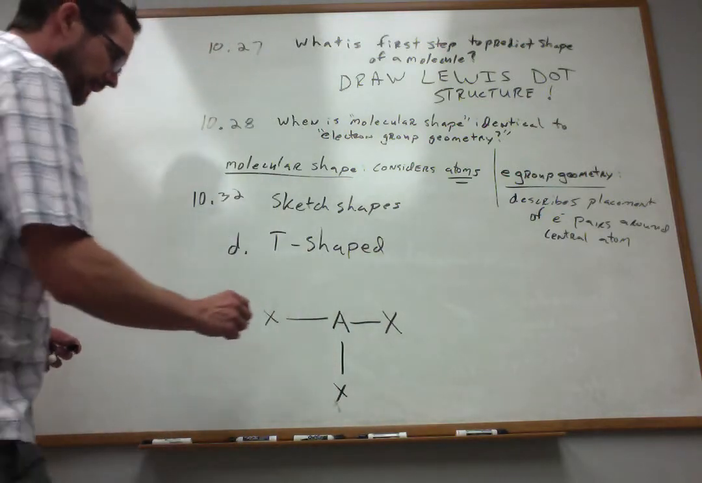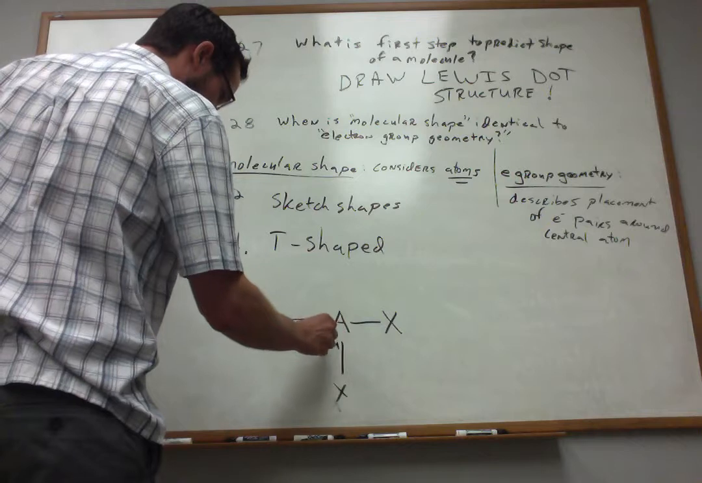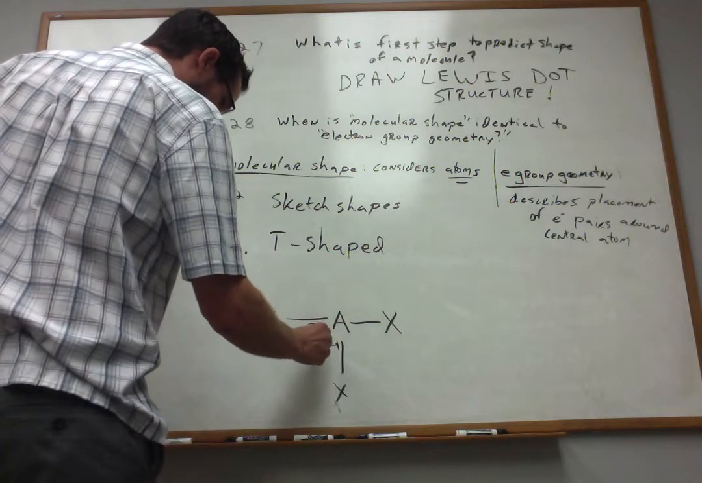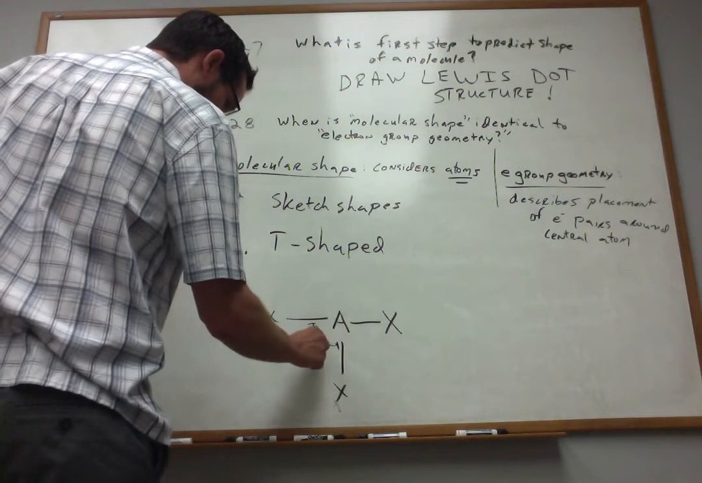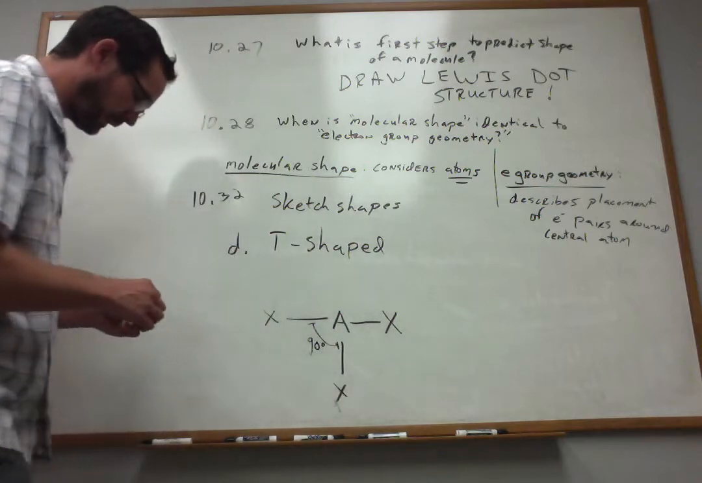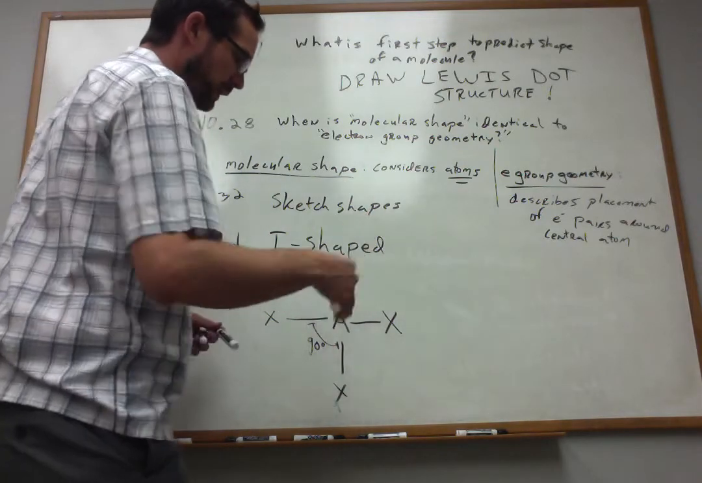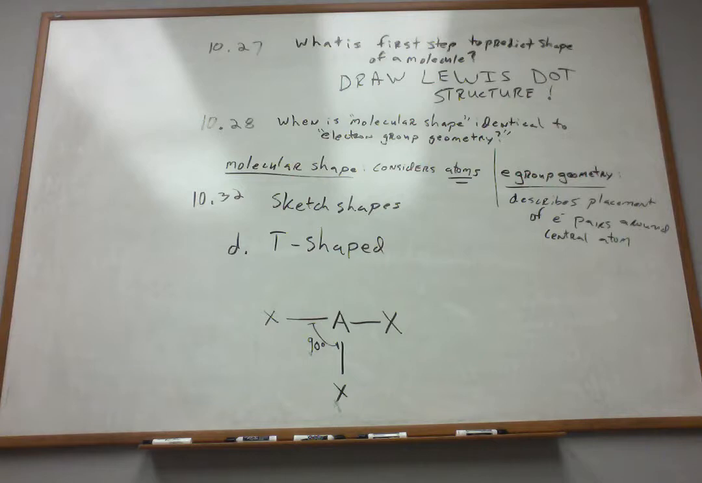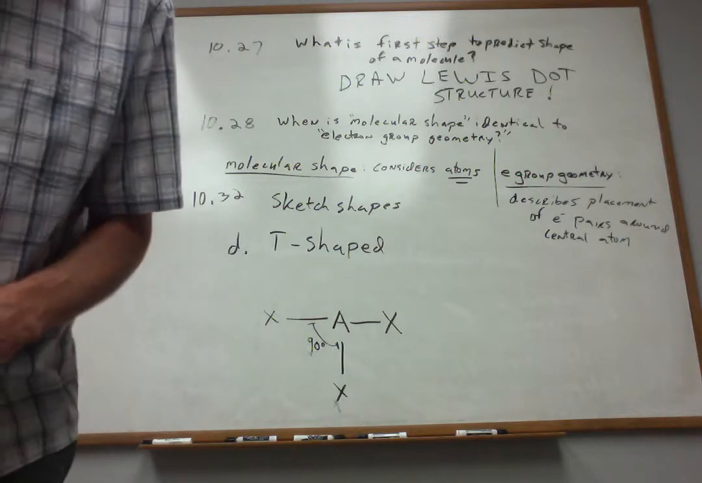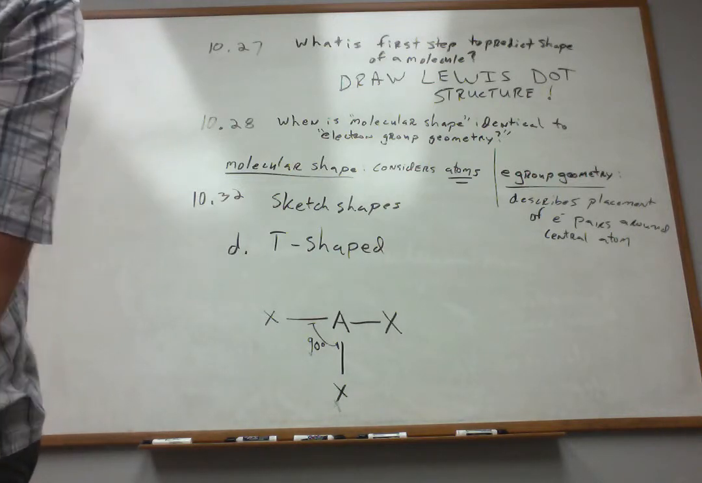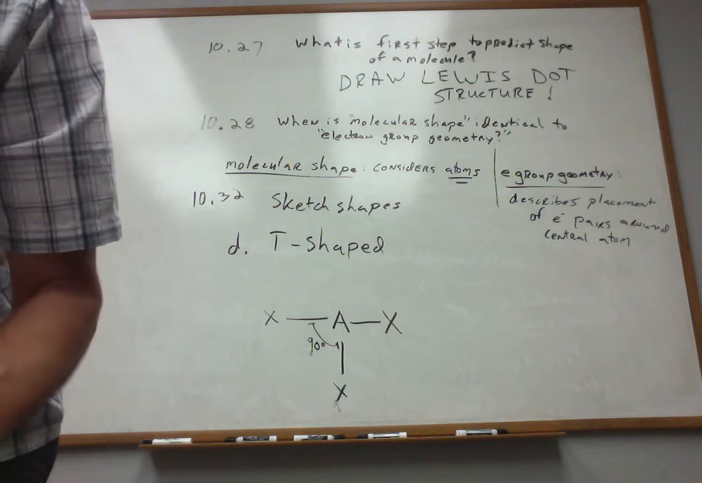The bond angles here in a perfect T structure would be 90 degrees. And of course, this one would be 180 if you're measuring the distance between those two. So this is our T-shaped structure.